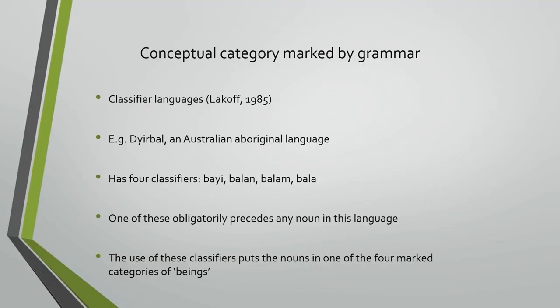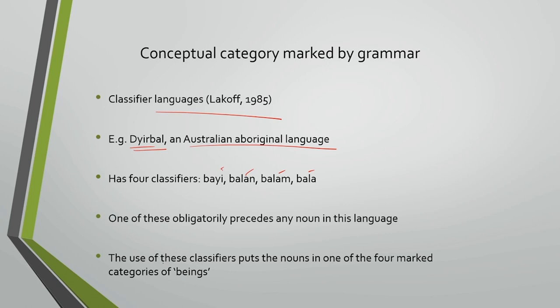So, classifier language, this example is taken from George Lakoff's very famous book, Women, Fire and Dangerous Things. He talks about a particular language, Dyirbal, an Australian Aboriginal language. Now, this language has four classifiers. What are classifiers? Classifiers are those grammatical entities that are obligatorily affixed to the nouns of that language. So, all the nouns in this language have to take one of these as a prefix. There is no possibility of talking about any noun without prefixing one of these four classifiers.